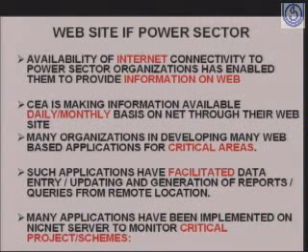Now some of the information has been put on the website of the power sector. Availability of the internet has enabled citizens to access the information through the web. Now, daily and monthly data of all power plants of the country, through the NREBs, through the REBs, is directly available here, and a person can see it. But basically, this is for the planners or the researchers. Such applications have facilitated data entry, updating and generation of reports, and queries from remote locations. Many applications have been implemented on the NICNET server, which is freely available and is utilized free by all the organizations. But again, the data custodians are the utilities. The NIC server is just a facilitator for putting the information.